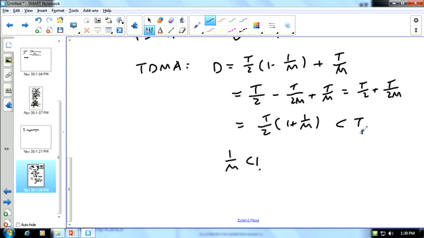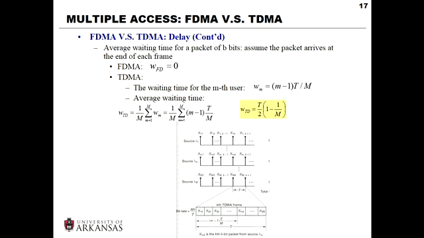Any questions? All right. So that's for the delay. We have a simple comparison between FDMA and TDMA.